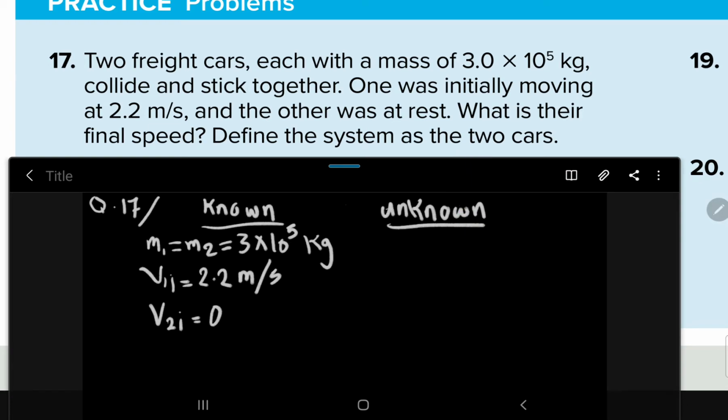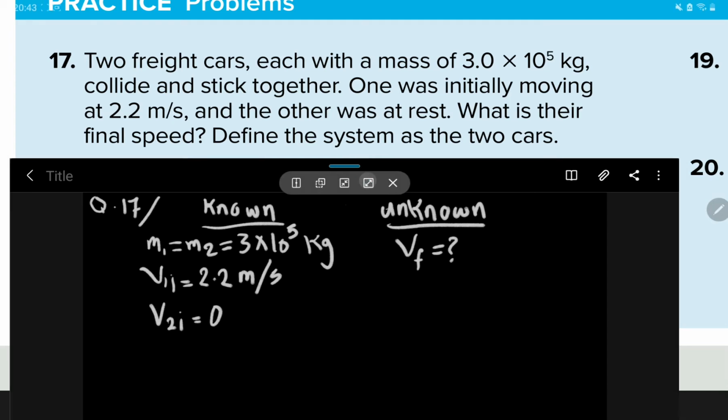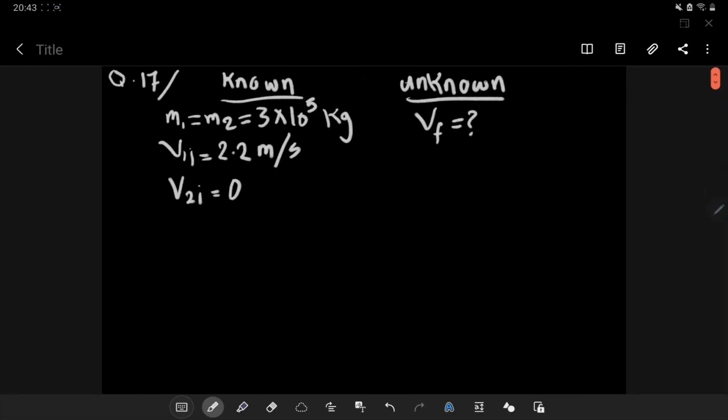The unknown here, we should find the final speed. So we need to calculate the final speed, vf. Define the system as the two cars. In the beginning, we know the known for the question and the unknown. So we will write our law. Our law is P initial equal to P final.